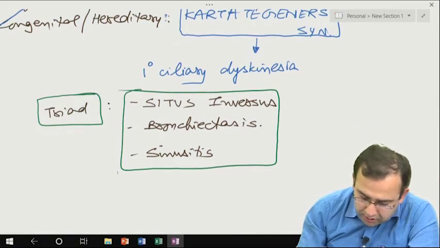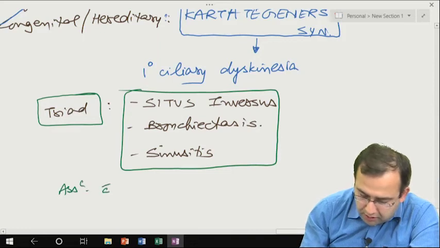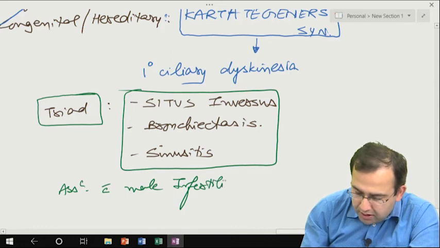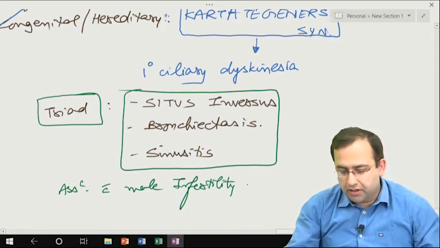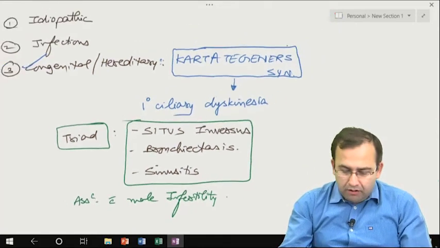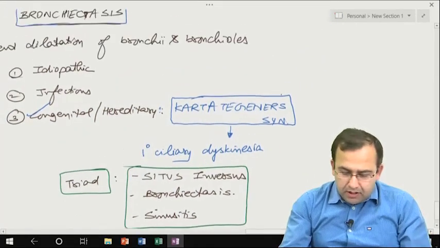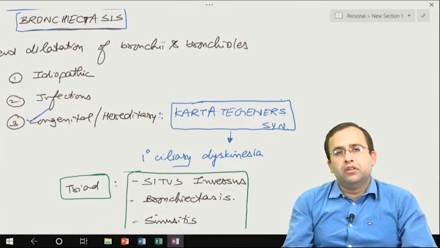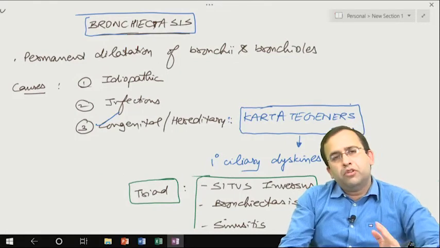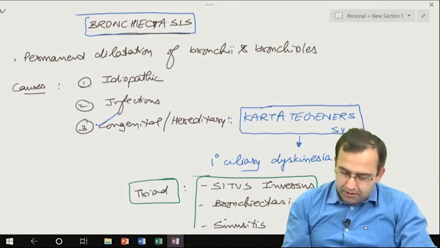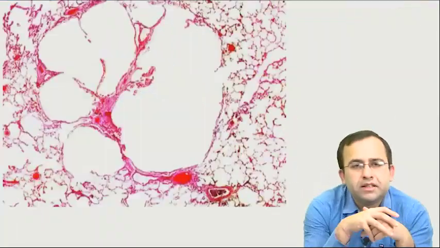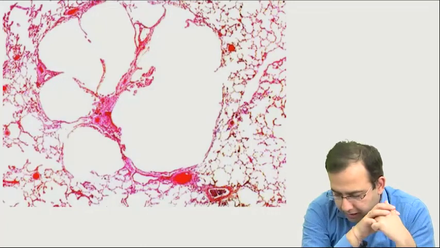Next point, it is also associated with male infertility. This is not a part of the triad, but Kartagener's is associated with male infertility. This is bronchiectasis. So this takes care of your theory portion for obstructive lung diseases. Next, before we go further, let us see what it looks like microscopically.